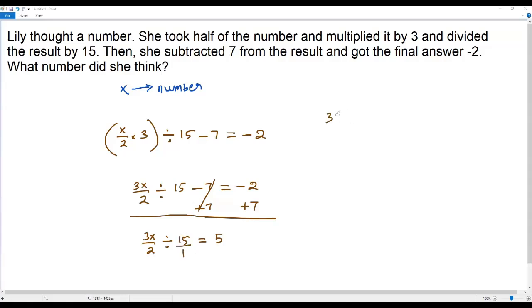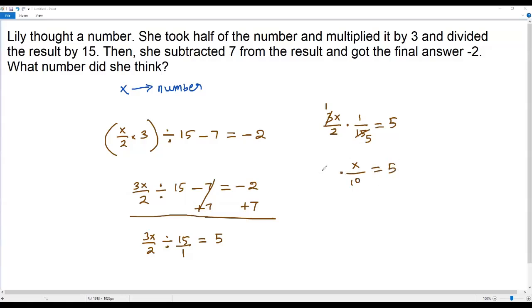In my next step, for 3x over 2, I change this division to multiplication. When I change the division to multiplication, I have to take the reciprocal of 15 over 1, so it becomes 1 over 15, equals 5. Here 3 goes into 3 one time, and 3 goes into 15 five times. So 1 times x is x in the numerator, and in the denominator we have 2 times 5, which is 10, equals 5.